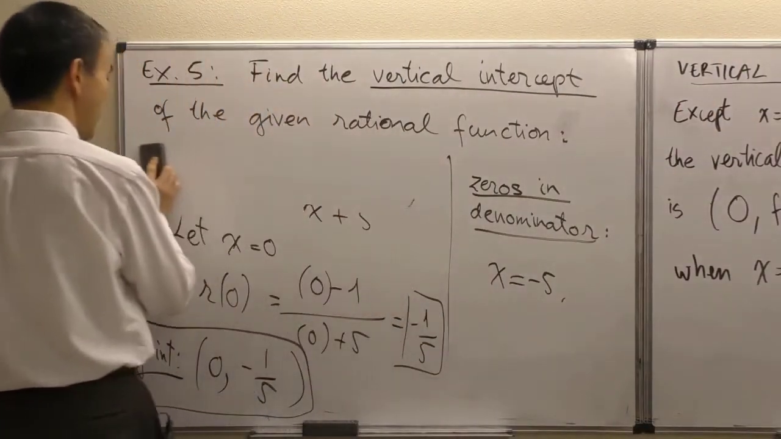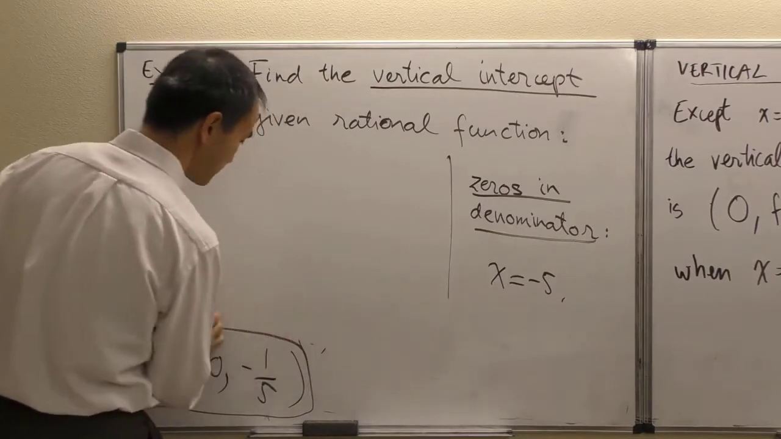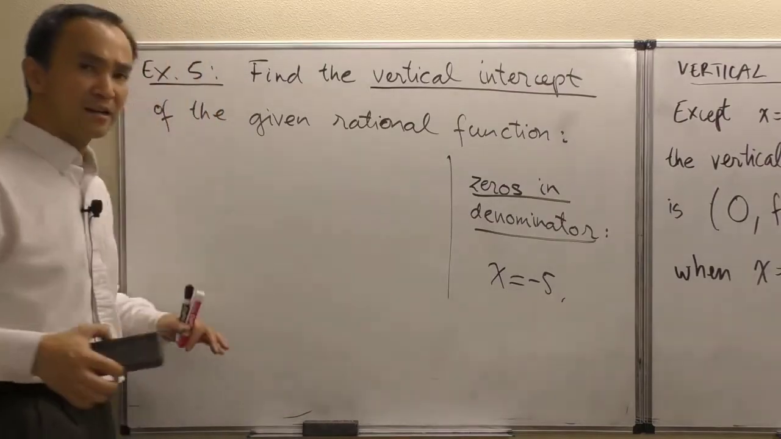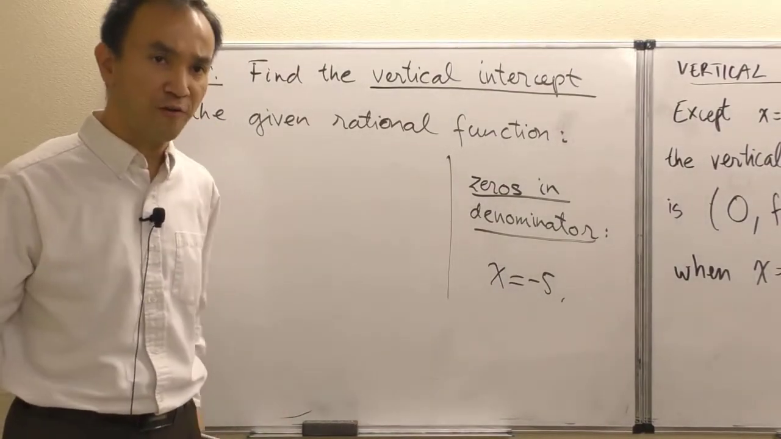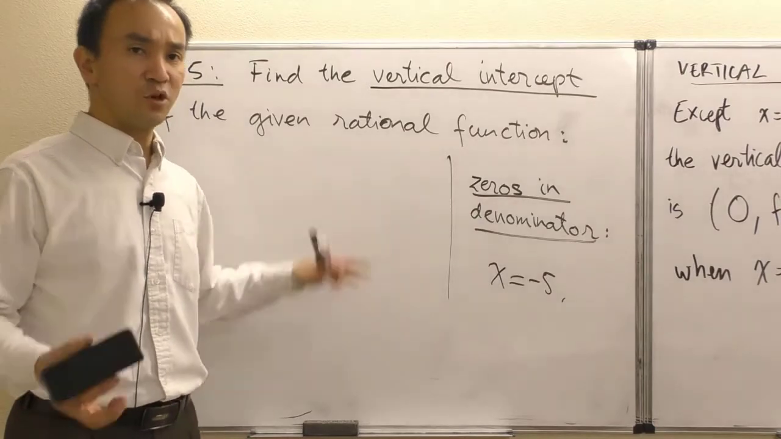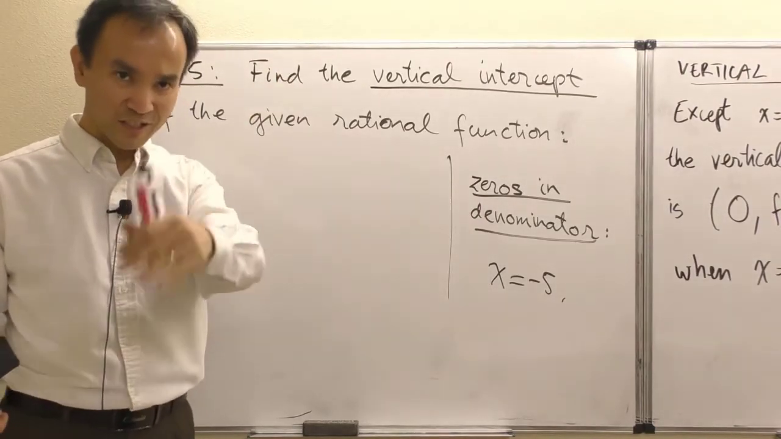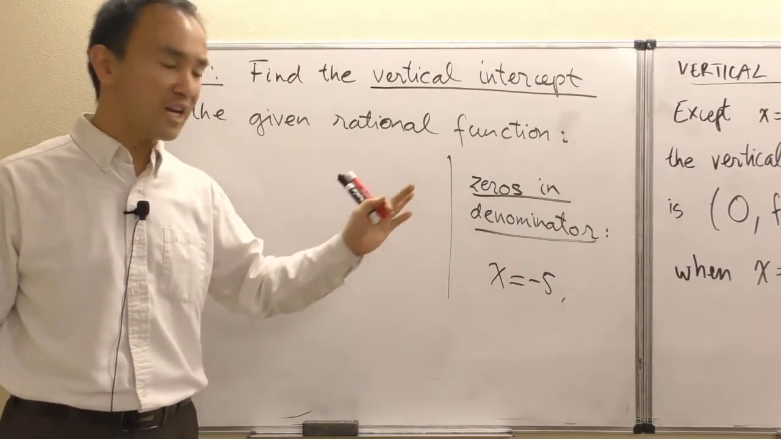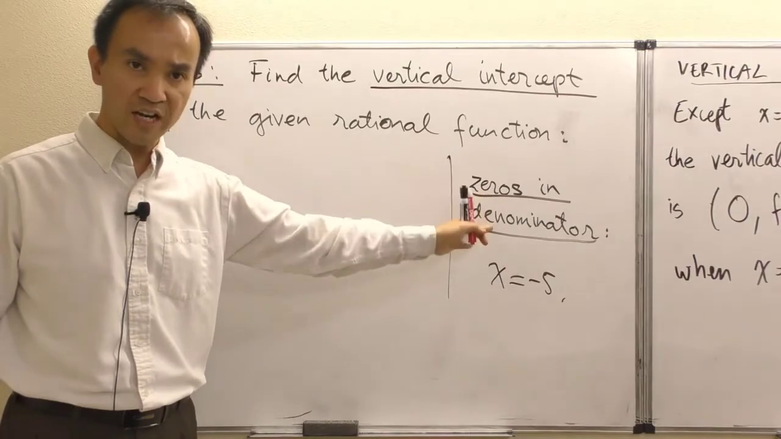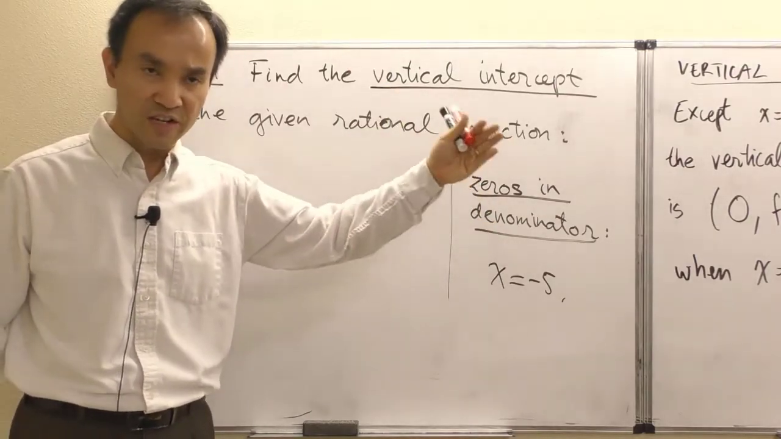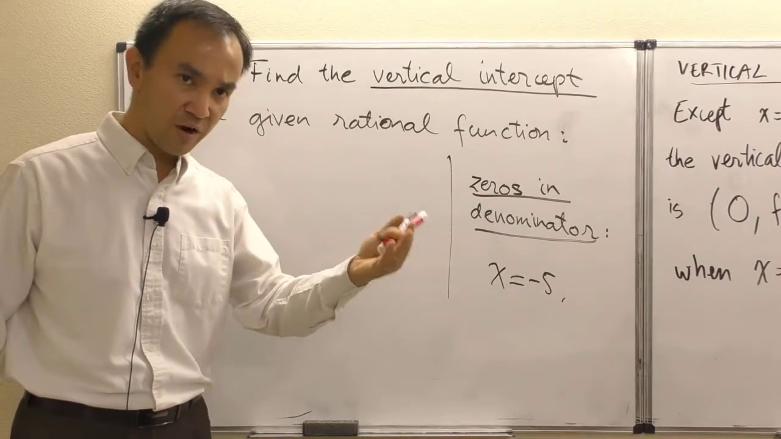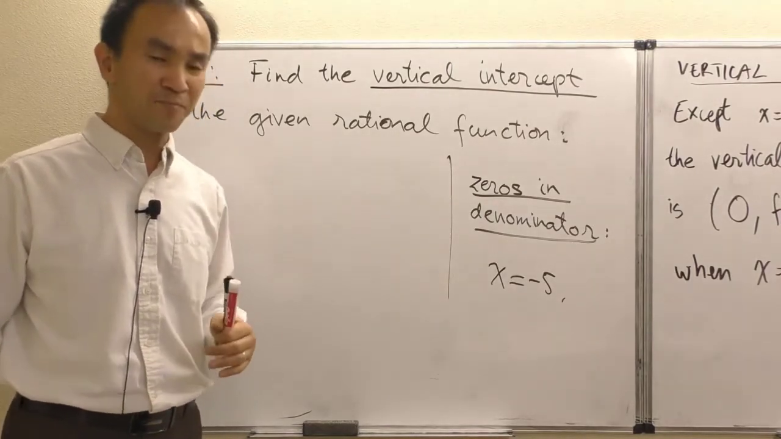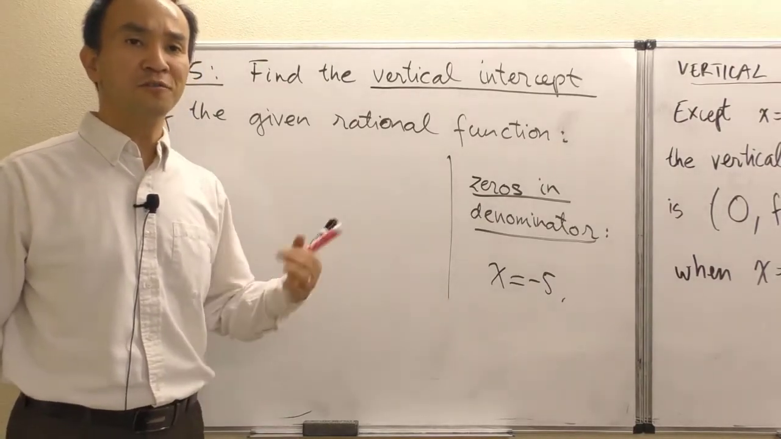And so now let's work on another function. And the point now is that no matter how complicated or how simple the rational function looks, there's only one rule over here. We're going to let x equals 0 and substitute that into the rational function. And if unfortunately it runs right into the exception, where we don't want x equals 0 to be a zero in the denominator, then if we run into that conflict, we're going to say there is no vertical intercept.